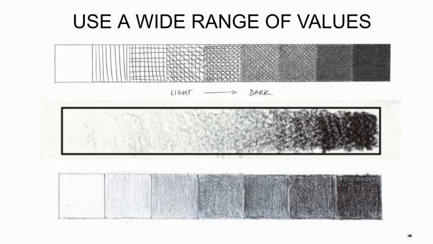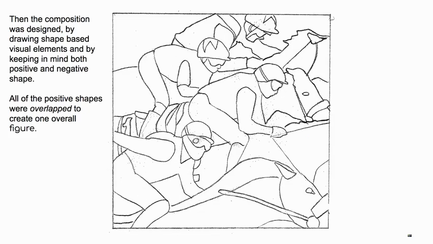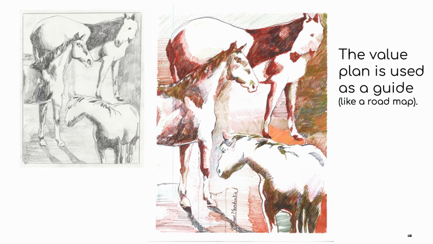That's it. So again, this is all based on using a wide range of values, whether you're working in graphite or maybe pen and ink or in color. In order to create visual complexity, in order to differentiate shape, in order to model form, it's essential that you create a wide range of value. And if you have a value plan while you're working, it can really ensure that you experience success with your final artwork.